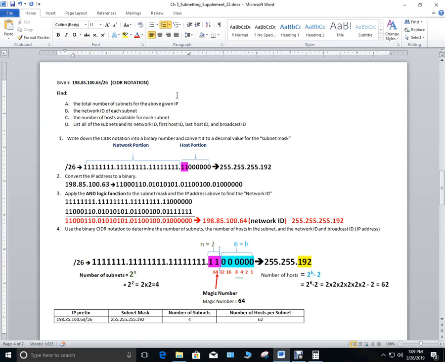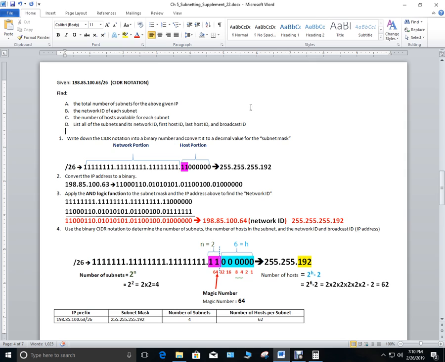Okay, continue from the last video. Assuming that we are given an IP address of 198.85.100.63/26. Again, /26 is the prefix, or sometimes called the CIDR notation. And we want to find the total number of subnets for the given network, find the network ID for each subnet, find the total number of hosts available for each subnet, and list all of the subnets with their network ID, first host ID, last host ID, and broadcast ID.